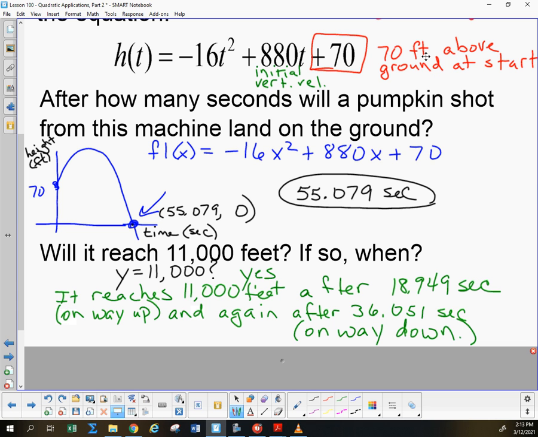We need to add that onto our graph, and so mine isn't great to scale, but I need to draw a horizontal line that is higher than that 70 and below the minimum, and that it clearly looks like it's below the minimum. And then I label these points on my graph. This was 36.051, comma, 11,000. And this one was, what was it again, 18.949, comma, 11,000.